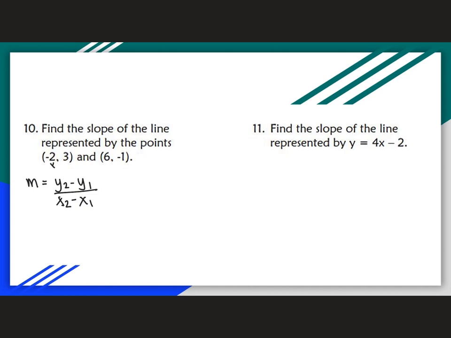We label our points x1, y1, x2, y2, and then we're just plugging into our formula. So -1 minus 3, 6 minus -2. -1 minus 3 is -4. 6 minus -2 is really like addition, and it becomes 8. -4 divided by 8 is the same as -1/2.